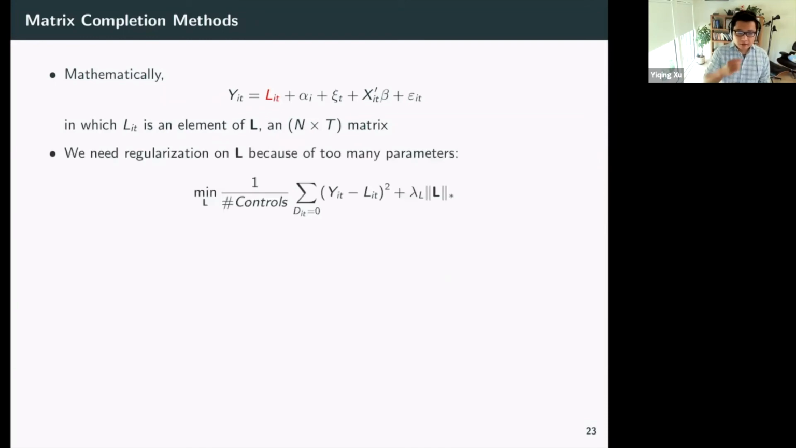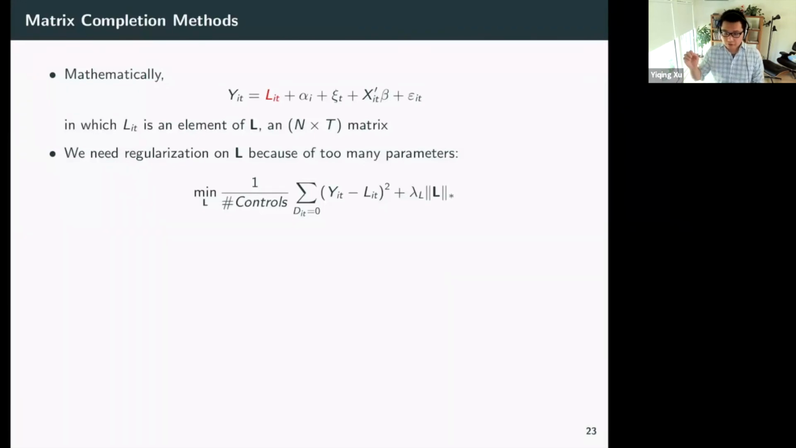So we need regularization, right? Because the regularization is required because the dimension of LIT matrix is M by T. If we don't have regularization, we run out of degrees of freedom with data. We have data M by T. In the ideal case, with no missing data, we have M by T observations. But LIT matrix is also M by T. That means we want to use less information to impute LIT in order for this to work.